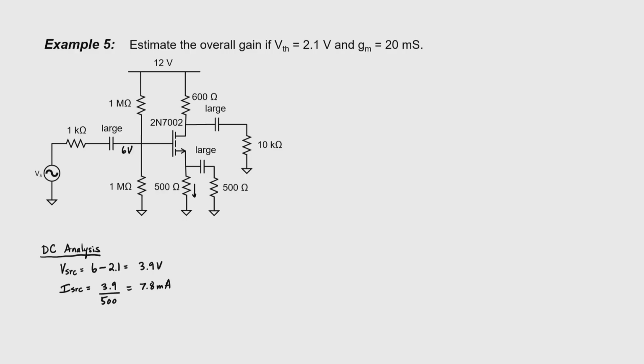We estimated our transconductance at 10 milliamps as about 20 millisiemens, so I think this estimate is probably reasonable for this source current. Let's now find our DC drain voltage. It's just going to be our power supply voltage minus the voltage drop across this 600 ohm resistor, or 7.32 volts. So we have 7.32 volts up here, 6 volts here, and 3.9 volts down here. This transistor should be in the saturation region. Good. Now let's proceed to the AC analysis.